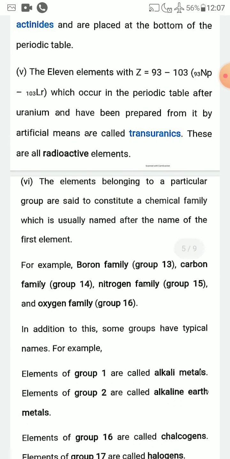The elements with Z equal to 93 to 103, that is neptunium to lawrencium, which occur in the periodic table after uranium and have been prepared by artificial means, are called transuranic elements. All the elements after uranium, that is neptunium to lawrencium, are radioactive elements.